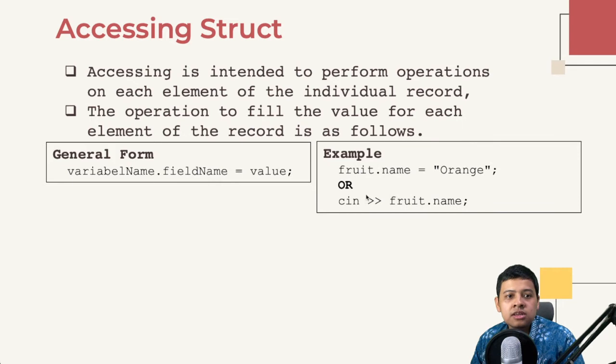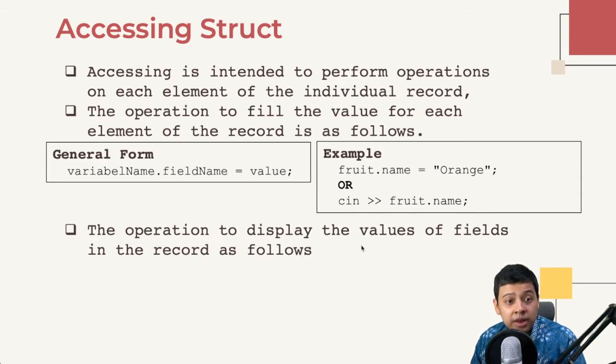For example, here we have fruit.name is equal to orange, or we can use the input command in C++, which is cin, and then fruit.name, to input into the fruit.name variable and field.